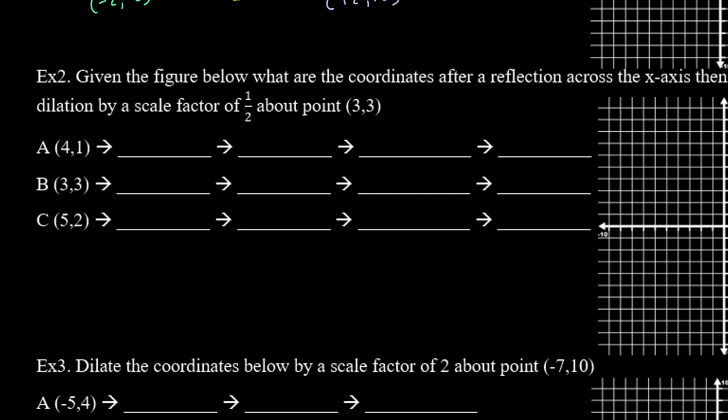Because you're just flipping over the x-axis, so your x values stay the same, but what happens to the y? They change. It changes how? Negative. Yeah, it's negated. So, if I have 4, 1, what does that change into? 4, negative 1, yeah. X stays the same, y is negated. Then B changes to 3, negative 3, and C is 5, negative 2. All we did was keep x the same and negate the y.